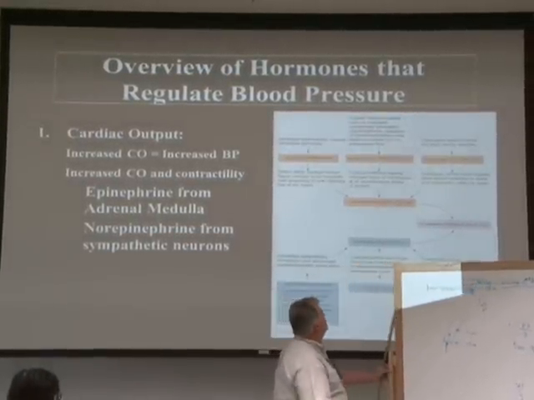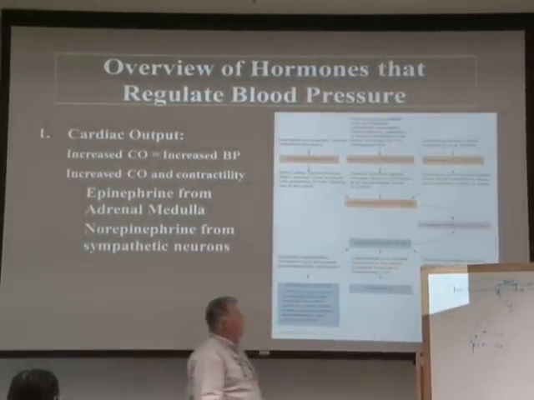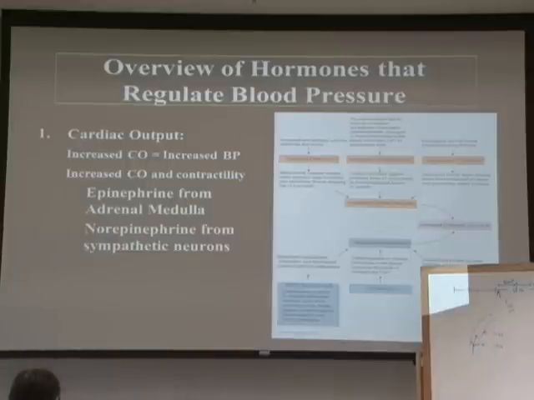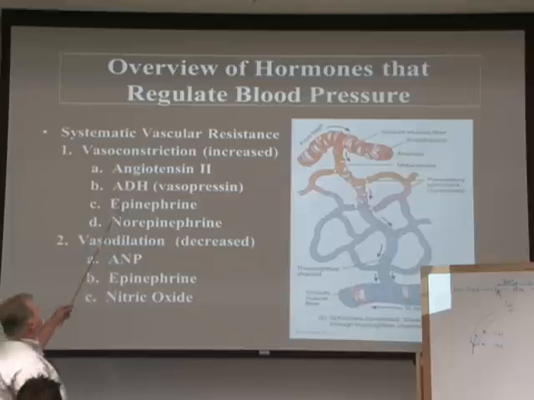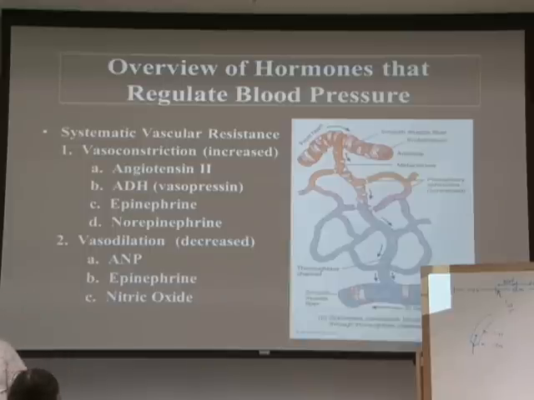Then contractility of the heart is pretty much very similar to what increases heart rate, thyroid hormones. All right. So if we think of pressure being due to blood volume, and as blood volume goes up, resistance goes up, then how does vasoconstriction and vasodilation help us? And what hormones help us with those two events?